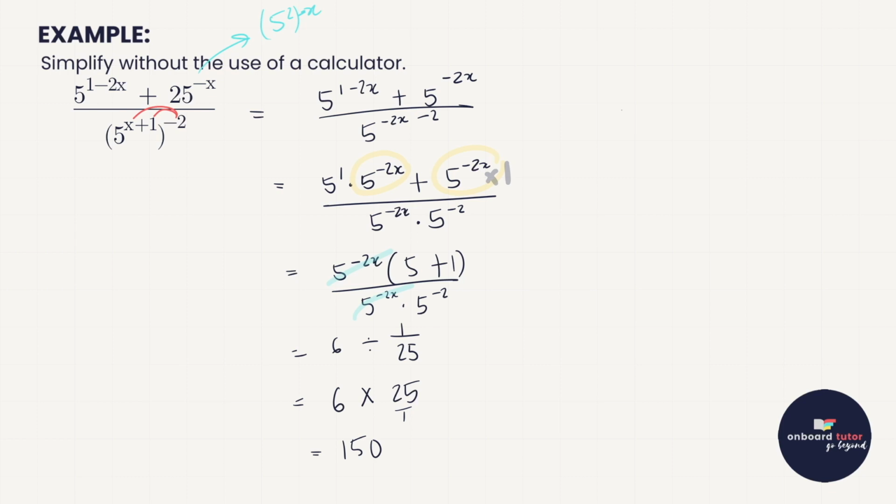Prime bases. Once we had those, we could factorize. Only once we factorize can we cancel. Why? Because our initial question had more than one term in the numerator. And once we've cancelled, we just need to sort out these constant terms.